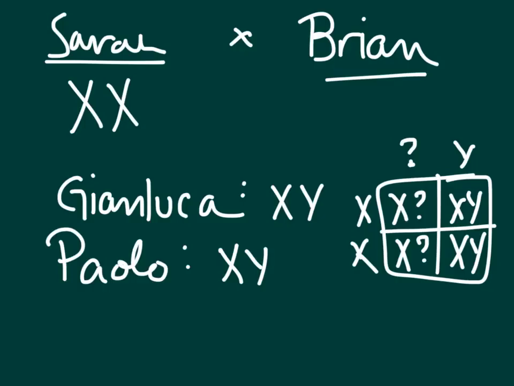Here, the certainty is we know for a fact that Brian is XY, and we know for a fact that Sarah is XX. That's how you become male and how you become female. So we know that those are the only two choices, and the only way it could work out is 50% boy, 50% girl for probabilities.